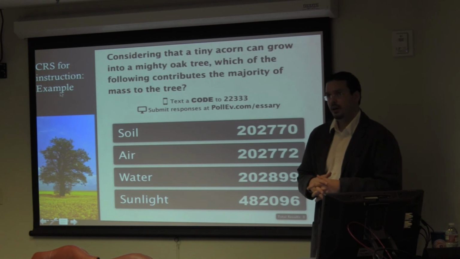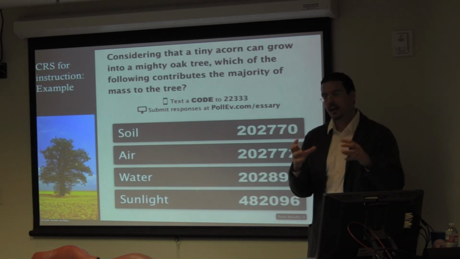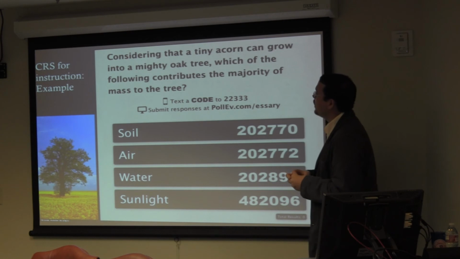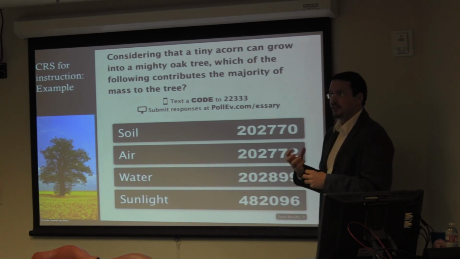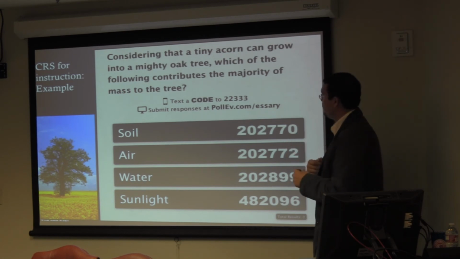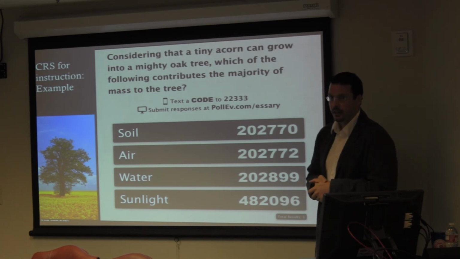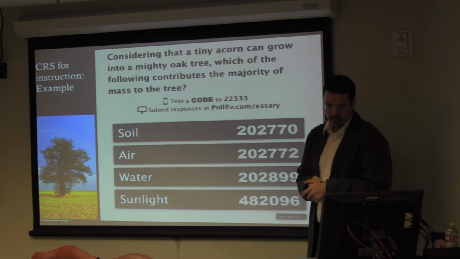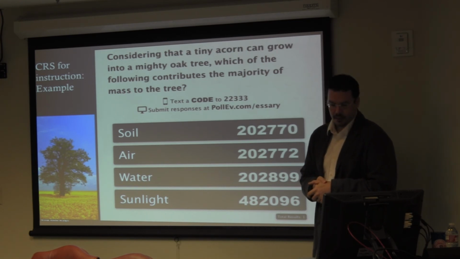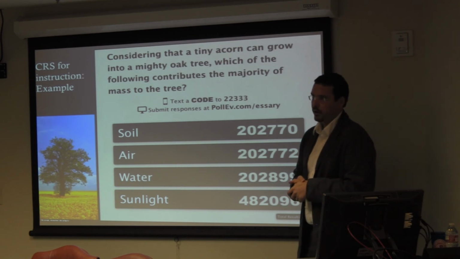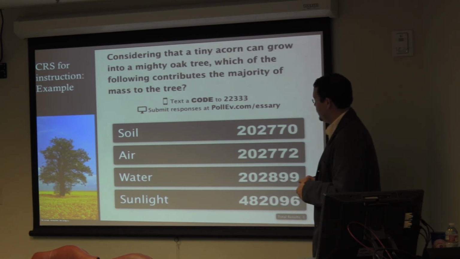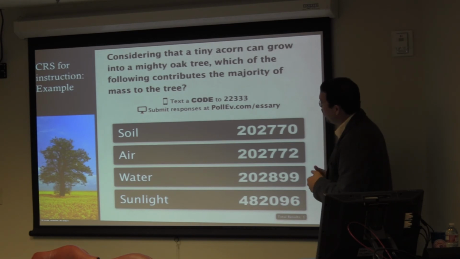If you're going to use this for your classrooms, you're going to often have questions that challenge students to think about the concepts and apply concepts from your course to an actual situation or to a real world example. So, considering that a tiny acorn can grow into a mighty oak tree, which of the following contributes the majority of the mass to the tree? Is it soil, air, water, or sunlight? Text one of these codes to 22333.